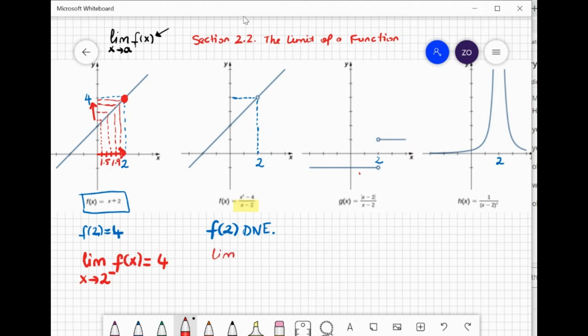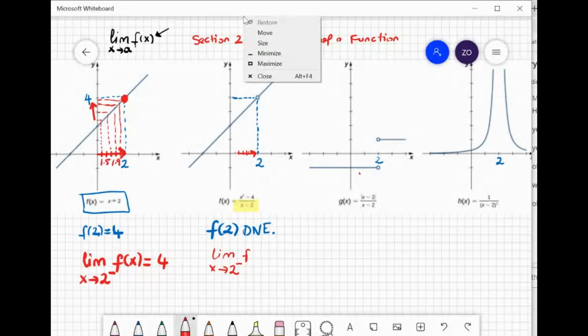We will talk about the limit of this function as x values get closer and closer to 2. By putting this minus, what we mean is we are choosing numbers that are close to 2 but smaller than 2. So the limit of this function f of x as x values get close to 2, what do you think the limit would be?